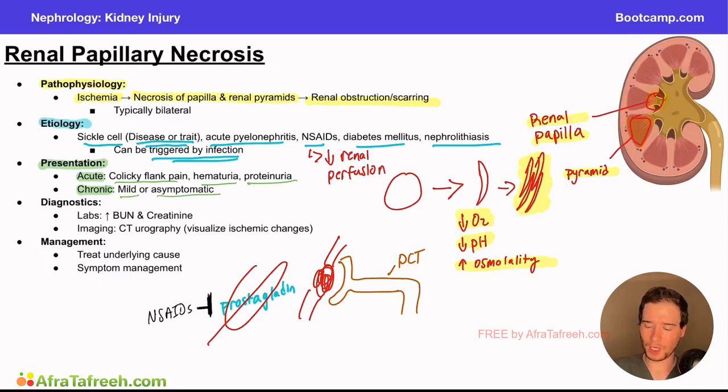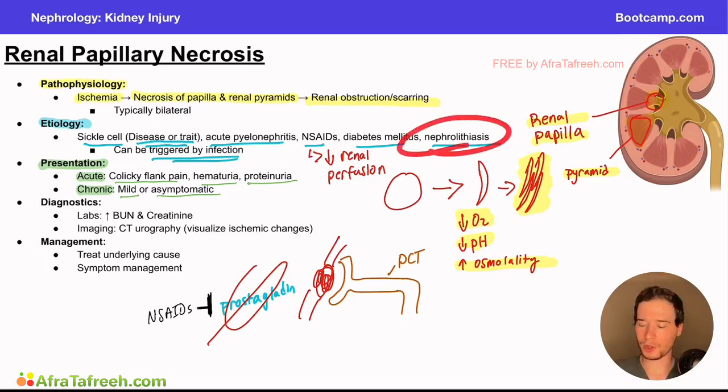Now, we need to talk about this colicky flank pain, this hematuria, and the proteinuria, because we know that these are associated with a lot of other kidney injuries. When we think about colicky flank pain and hematuria, these are also findings that we're likely to see in somebody who has a kidney stone or nephrolithiasis. And notice the association here between nephrolithiasis and renal papillary necrosis. One can lead to the other, or they can be associated with one another. So it's always important to keep in mind and build a differential.